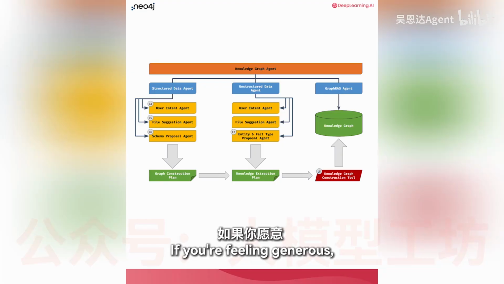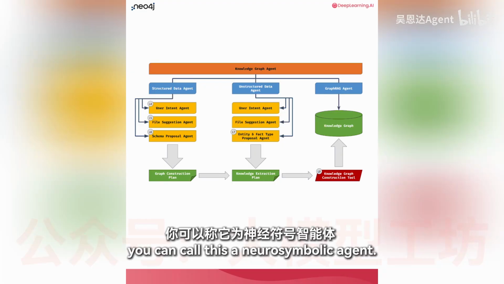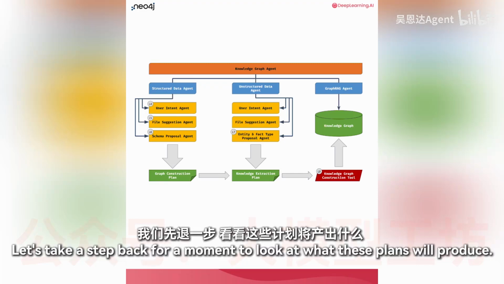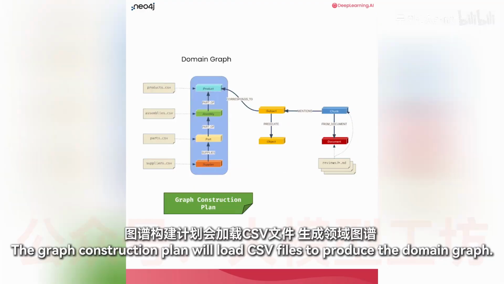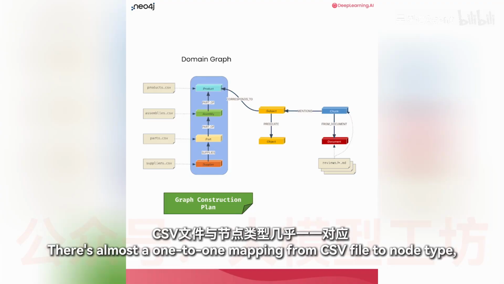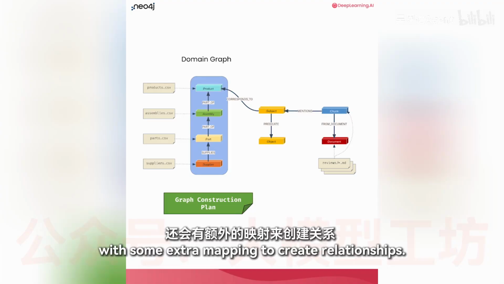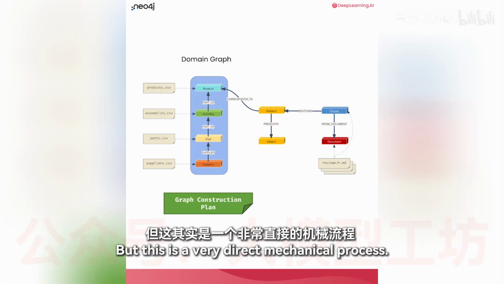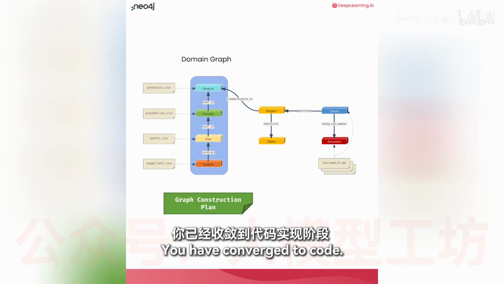If you're feeling generous, you can call this a neurosymbolic agent, a hybrid of language models with rule-based systems. Let's take a step back for a moment to look at what these plans will produce. The graph construction plan will load CSV files to produce the domain graph. There's almost a one-to-one mapping from CSV file to node type with some extra mapping to create relationships. You could probably ask an LLM with a giant context window to perform this task, but this is a very direct mechanical process. You have converged to code.